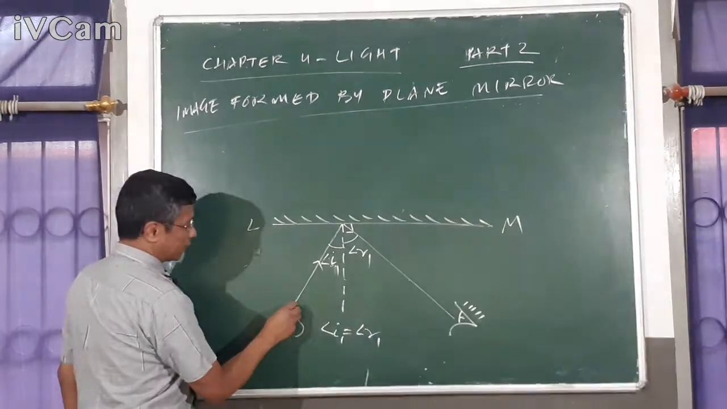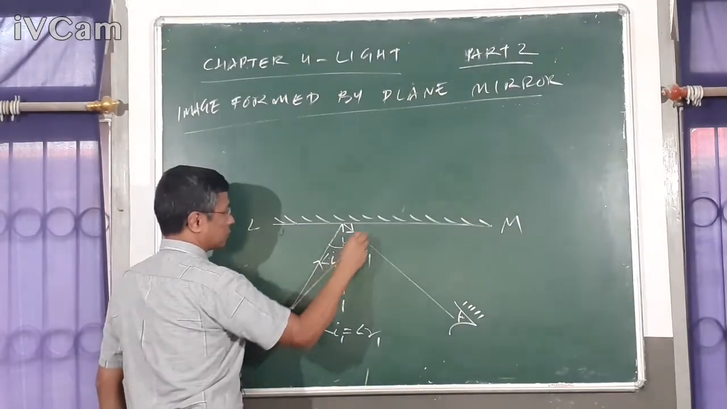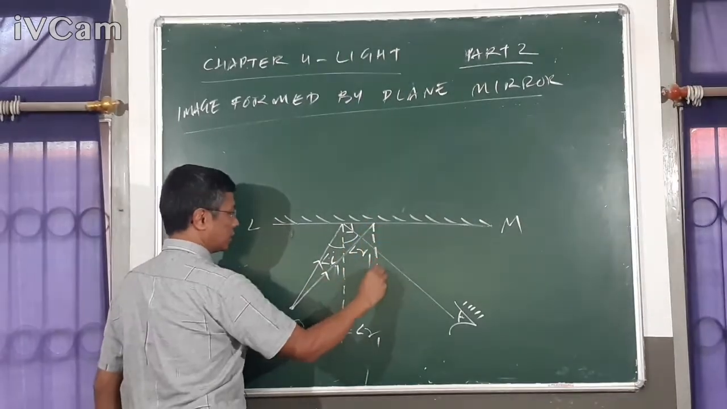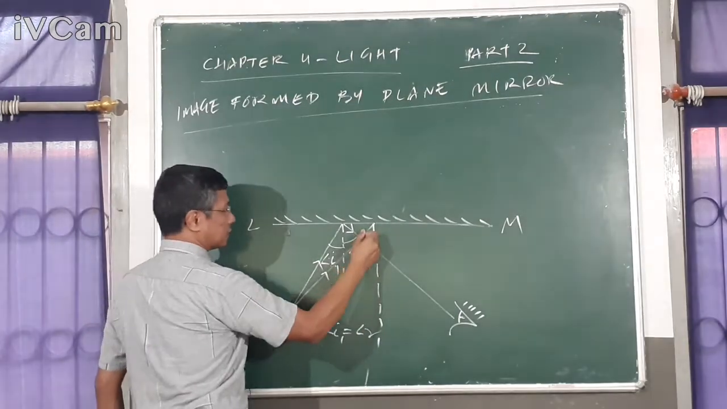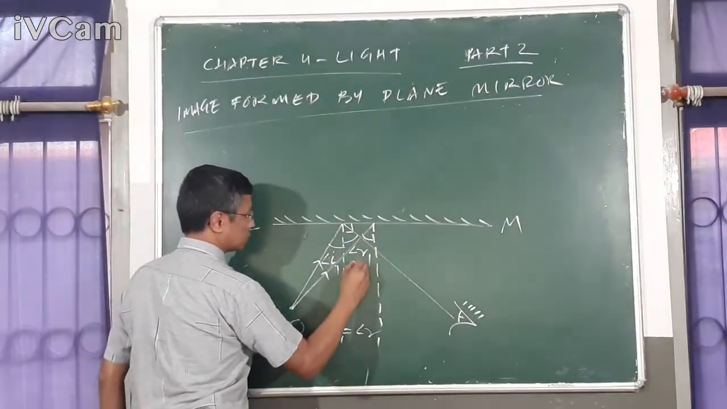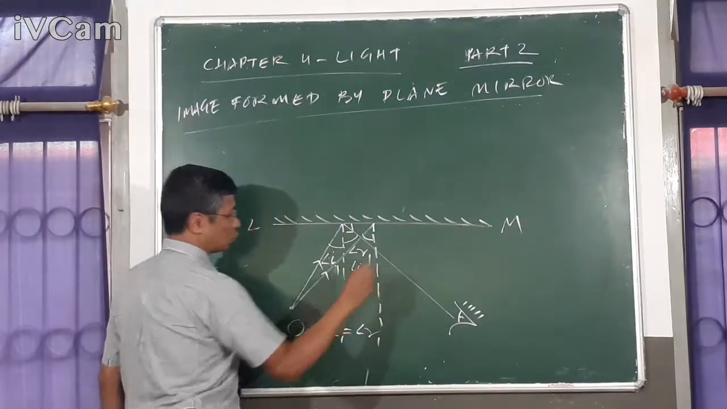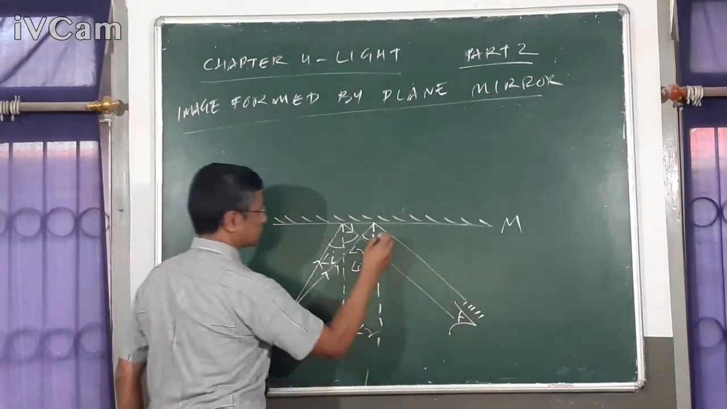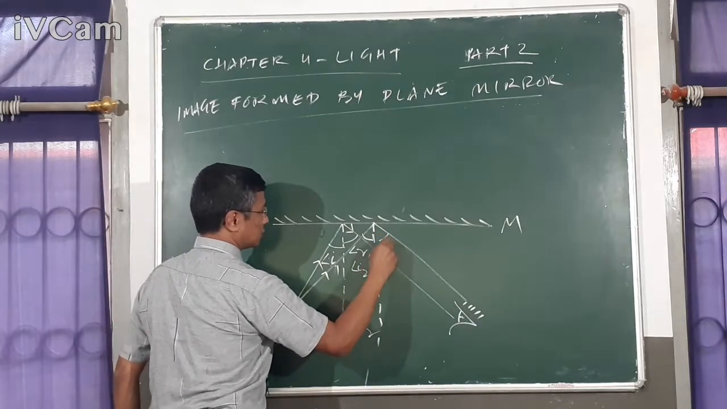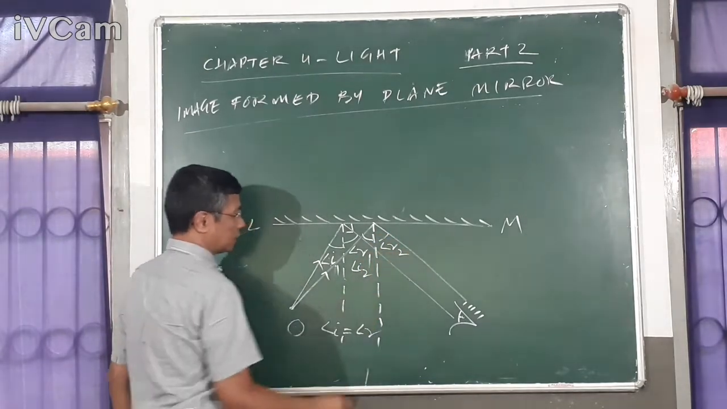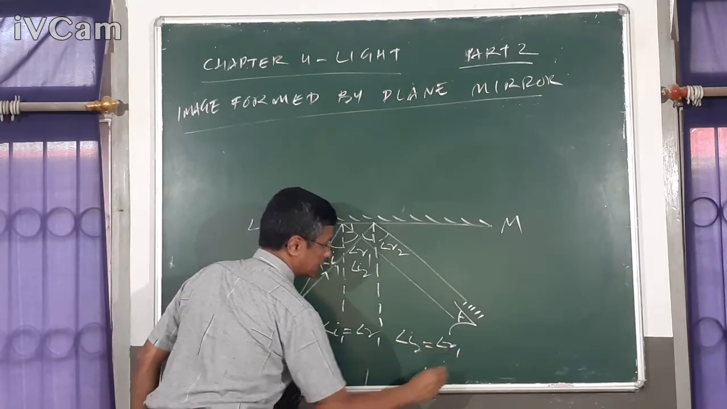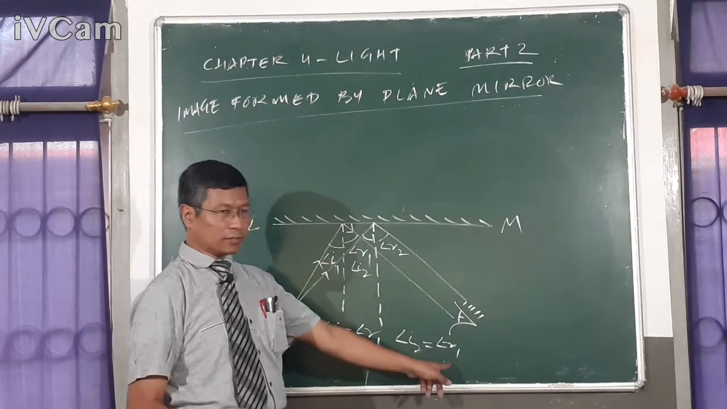Let us take one more ray which strikes the mirror, and I will draw a normal here. Let's say this angle of incidence is called angle I2, and this ray of light also gets reflected, and I'll call it angle R2, in such a way that angle I2 is equal to angle R2. That means the angle of incidence and the angle of reflection are equal.